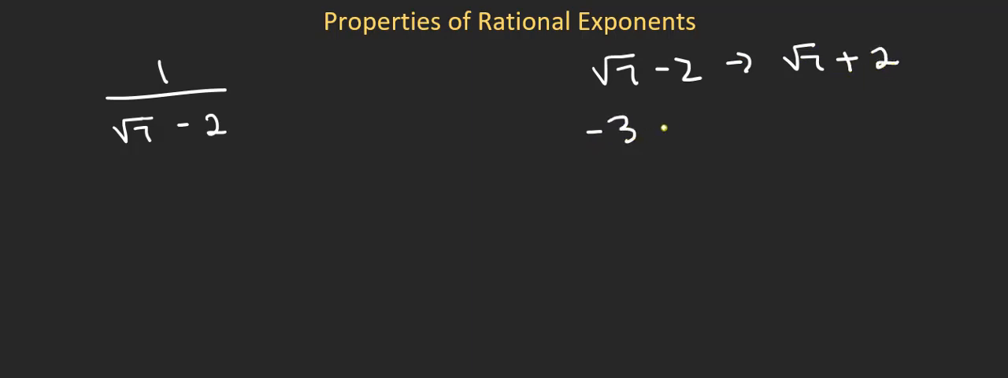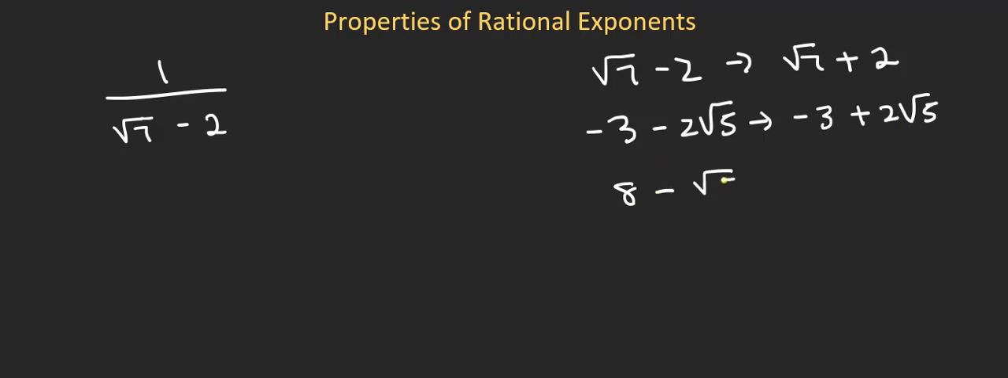And what's the conjugate of negative 3 minus 2 radical 5? Well, like I said, everything is the same except for the sign in the middle. So it's negative 3 plus 2 radical 5. Let me give you one more example. What if you have 8 minus radical 5? What is the conjugate of that? It will be 8 plus radical 5. The nice thing about conjugates is that when you multiply these two conjugates, the middle terms cancel out.